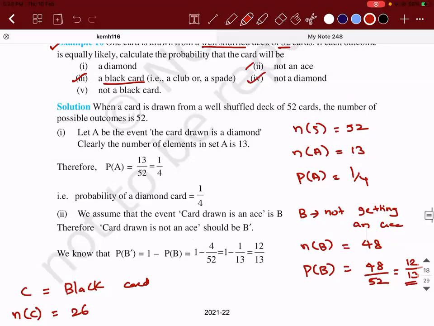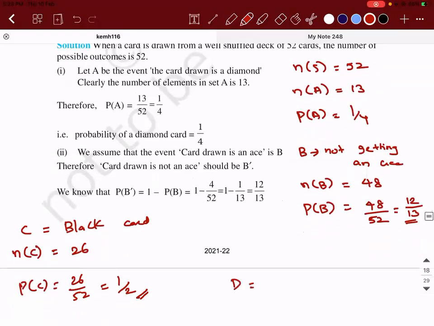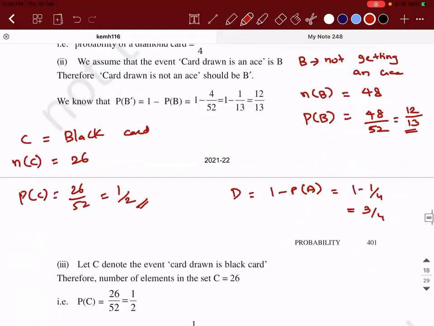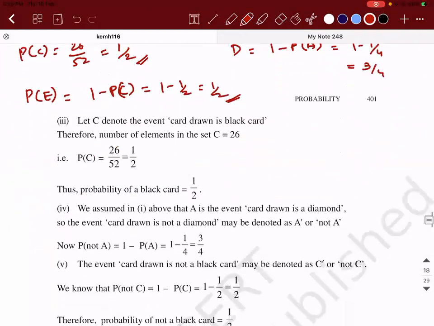Not getting a diamond. So 3 by 4. D is equal to 1 minus probability of A. So 1 minus 1 by 4, which will be 3 by 4. Not a black card. So probability of E is equal to 1 minus probability of C. So 1 minus half, which is again a half. So simple.